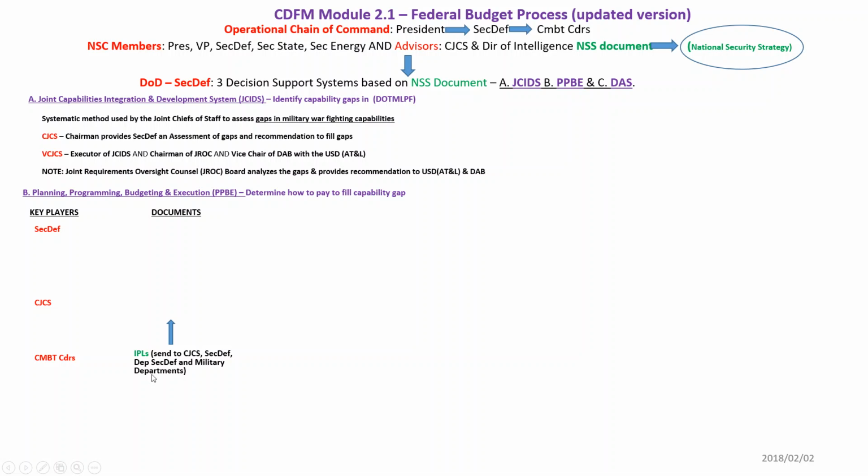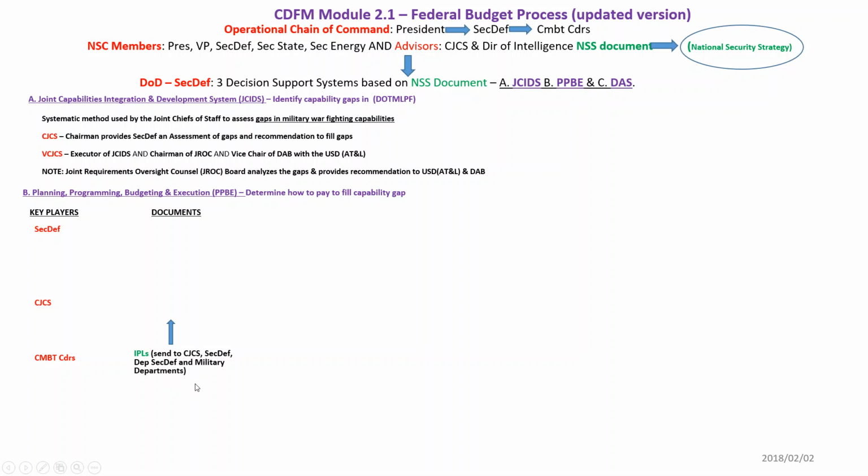You might say, well, why do the combatant commanders have to send a notice or a heads up to the military departments? Well, depending on what capability those combatant commanders need, it may be an Army asset or a Navy, an Air Force, or a Marine asset that they need. So they want to give the heads up to these military departments on what is necessary. That's why a copy of the IPL goes to one, two, three, four sections.